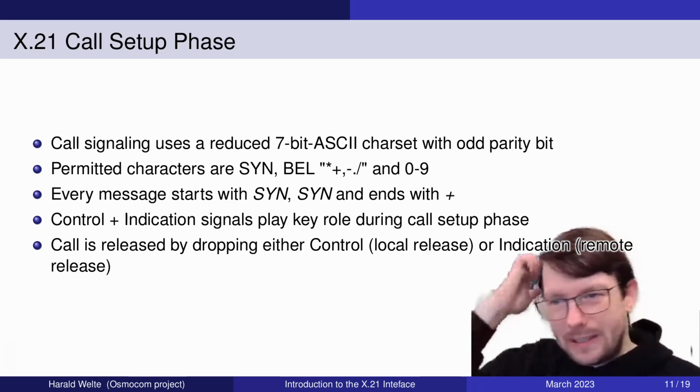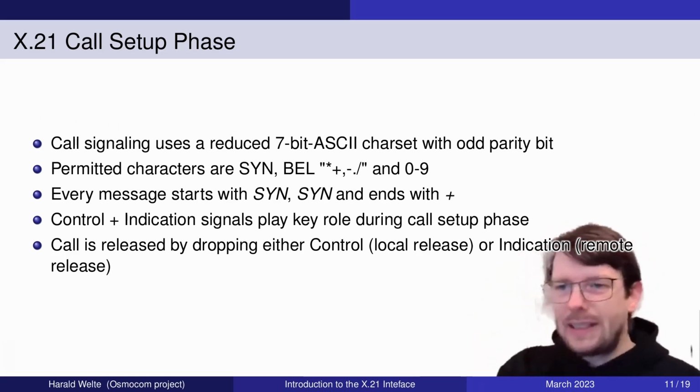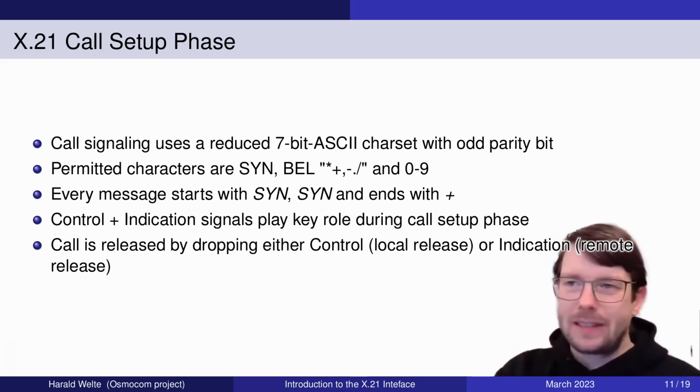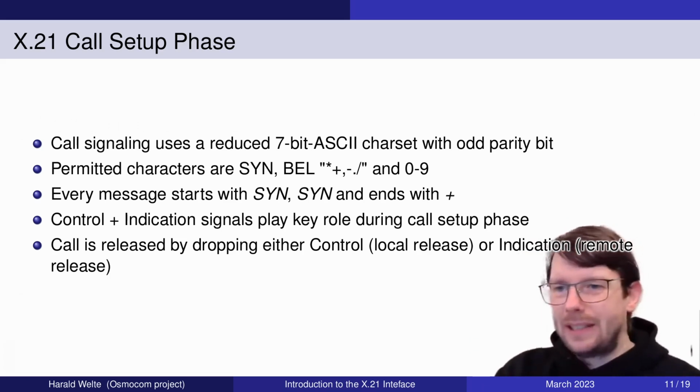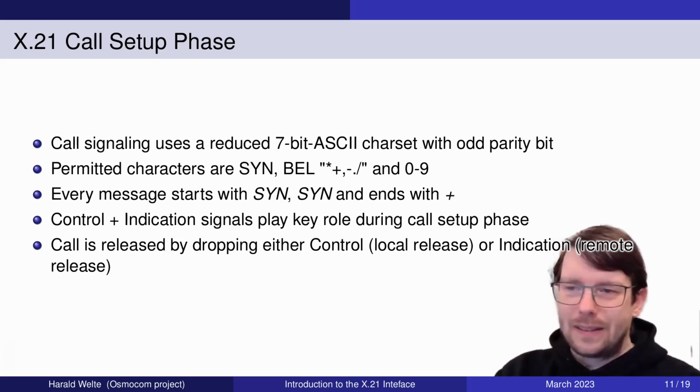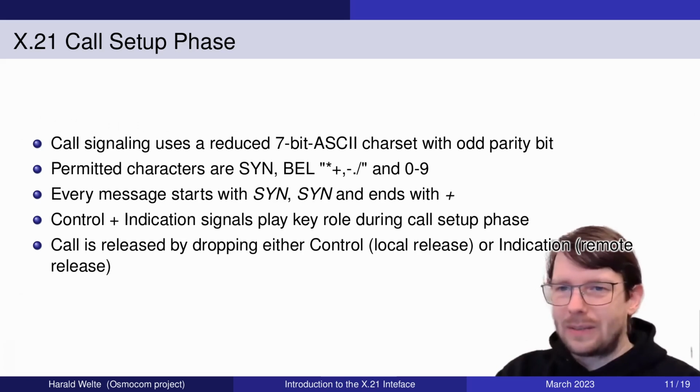Yeah, so the actual signaling information, like the number you're dialing, the subscriber number, and so on, is signaled using a 7-bit ASCII character set, where only some characters are considered valid, all the other ones are invalid. And since it's only 7-bit, one additional bit is used for parity, so an odd parity bit is added to the 7-bit ASCII. So again, we end up with 8-bit bytes.